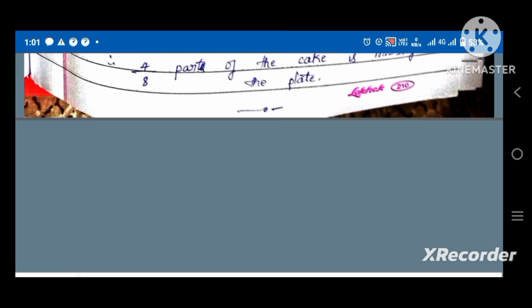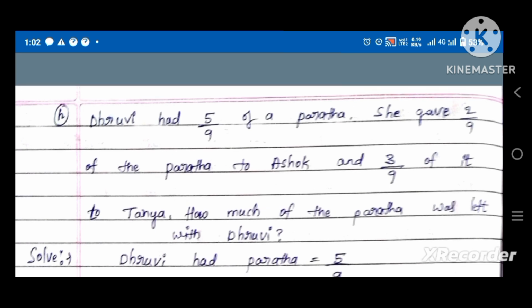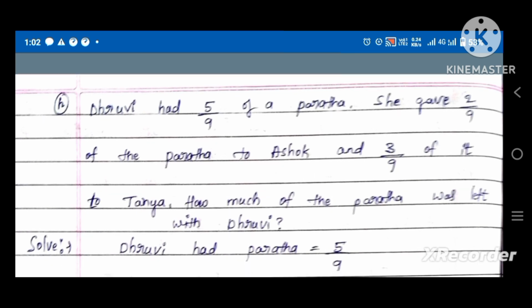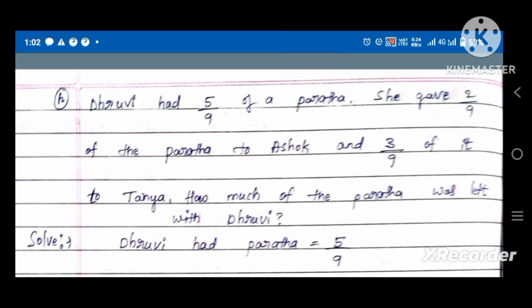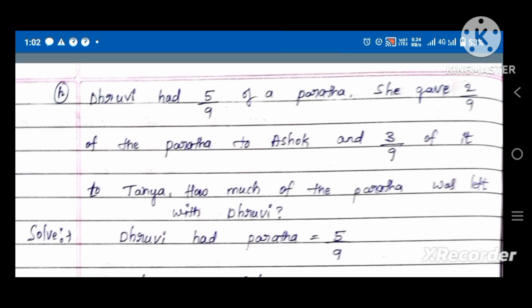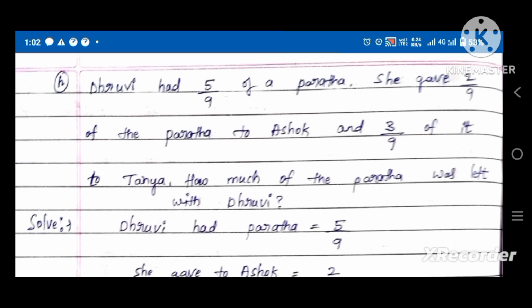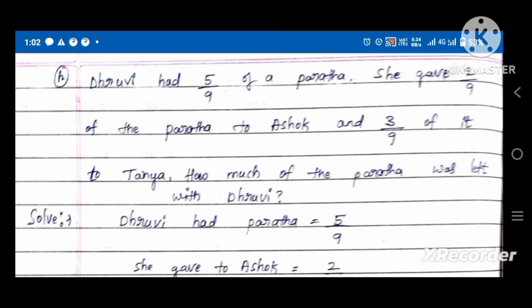Question number H. Dhruvi had 5 by 9 of a paratha. She gave 2 by 9 of the paratha to Ashok and 3 by 9 of it to Tania. How much of the paratha was left with Dhruvi?